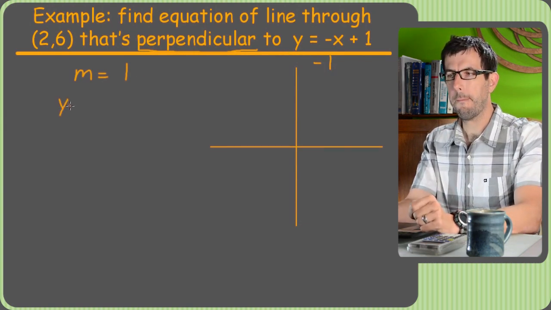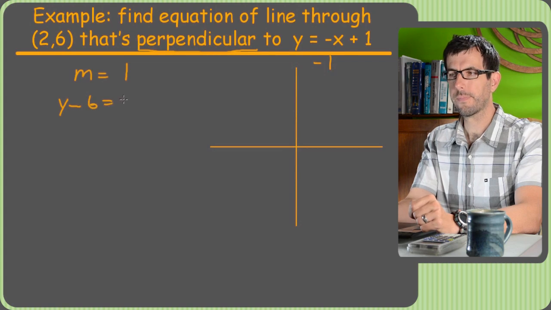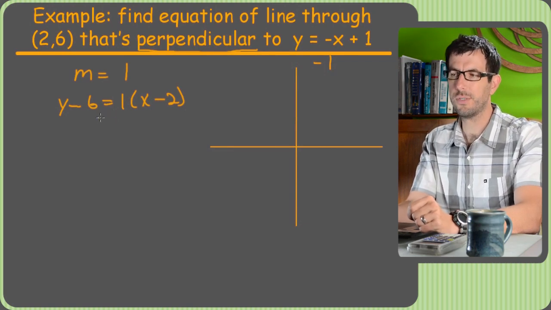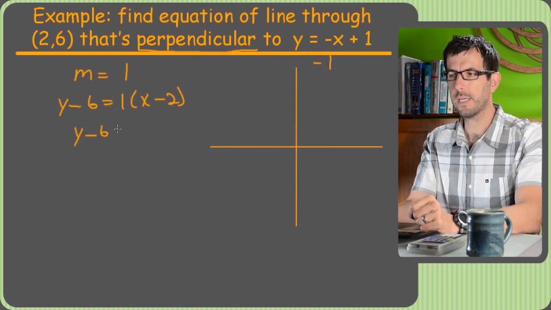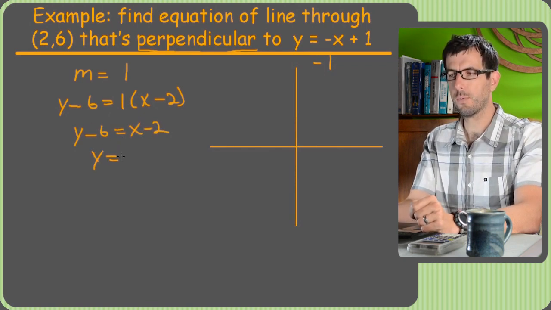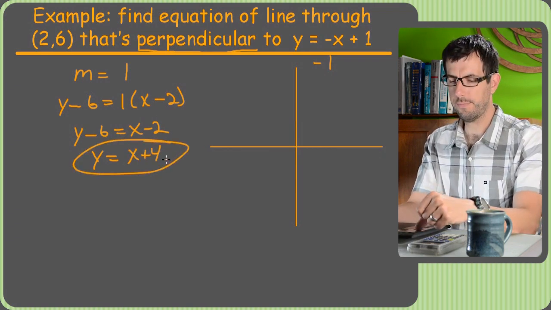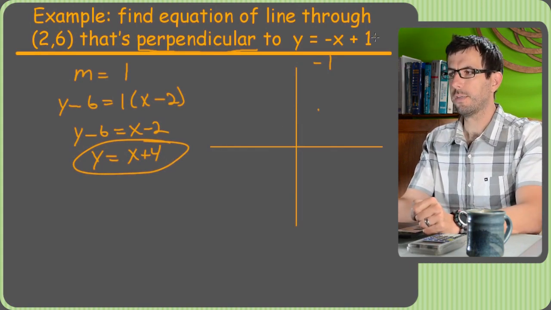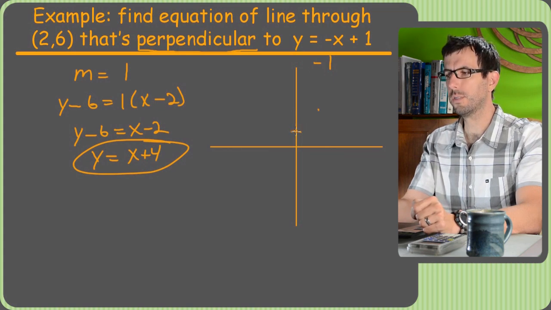So y minus 6 equals 1 times x minus 2 in point slope form. Of course, 1 times all this stuff, I would just distribute that out. y minus 6 equals x minus 2. Add 6 to both sides, we get y equals x plus 4. Pretty fun. Now, if you wanted to double check your work, you could plot both of these. This first equation had a y-intercept of 1, and then a slope of -1, which is up 1, left 1, up 1, left 1.